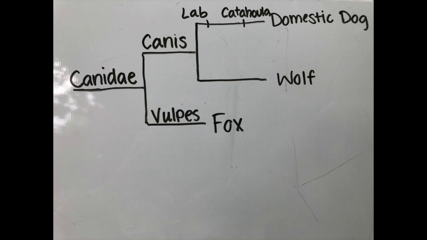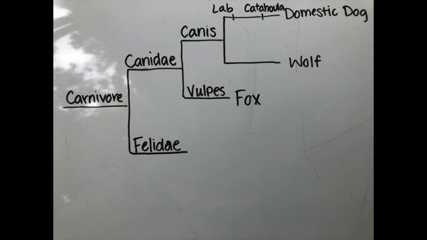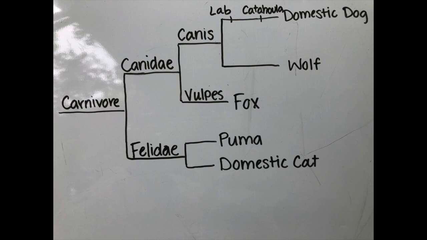Now, the next closest related species we have is the fox, but that branched off back at the Canidae family, not from the Canis genus. So it will be on the next branch back where the Vulpes genus and the Canis genus branched off from the Canidae family. Now, we know that cats and dogs are both from the carnivore order, so that will be our larger branch where Felidae and Canidae families separated, and we can group our puma and domestic cat from that family.